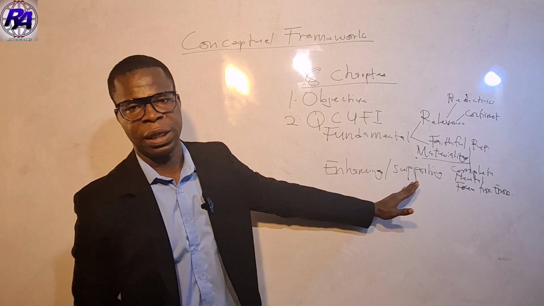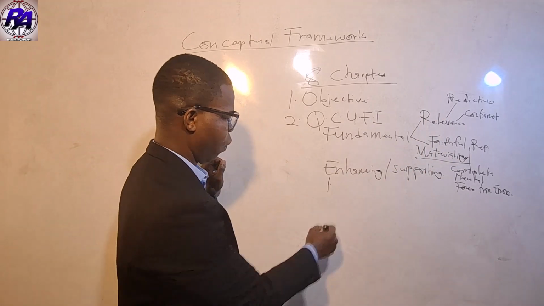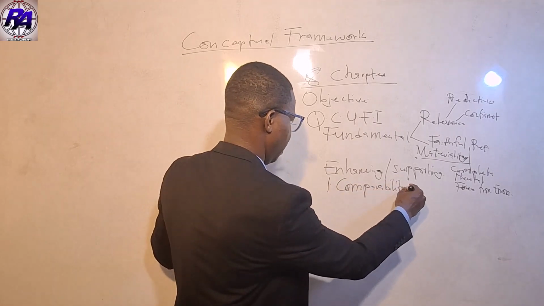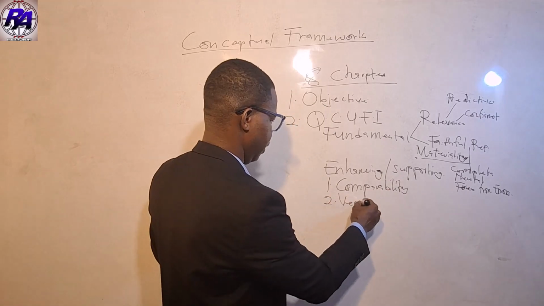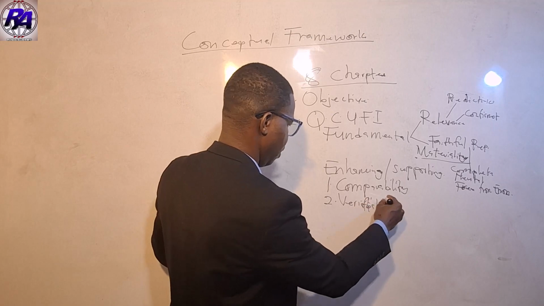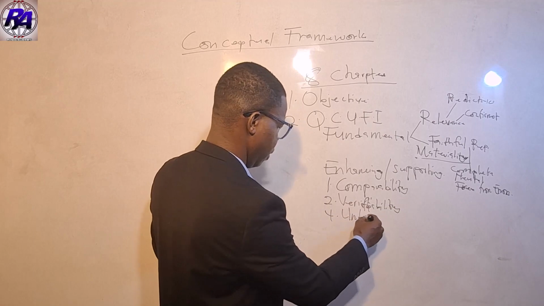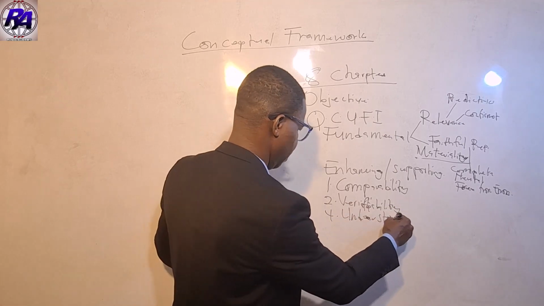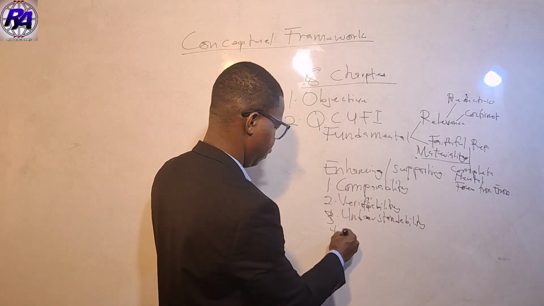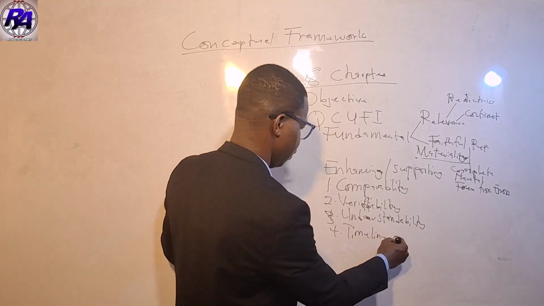Now let's look at the supporting or enhancing characteristics. We have four of them. We have what we call comparability, verifiability, understandability, and then the fourth one is timeliness. So we take them one by one.